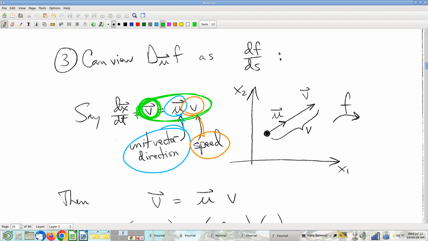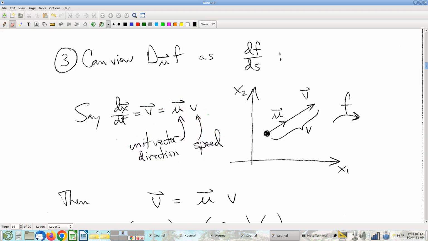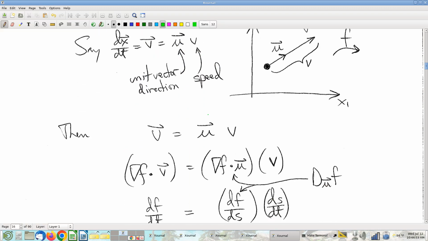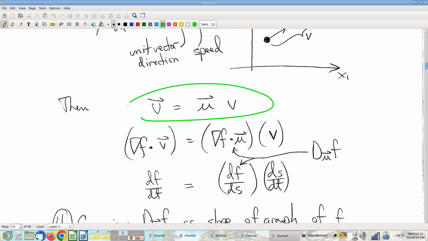So you can do this with any non-zero vector. The unit vector represents the direction, and the magnitude of the original vector represents the speed. Okay, and with that said, real slick little move here. Here's that equation. I'm going to take that equation and I'm going to dot both sides by the gradient, free country, right? And now let's just look at what I've got as a result.